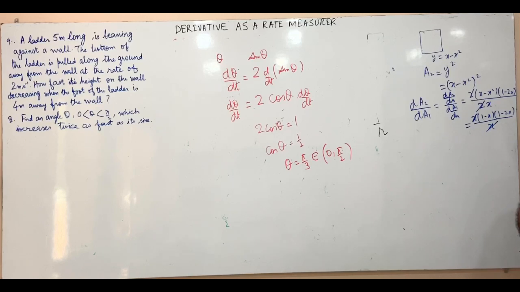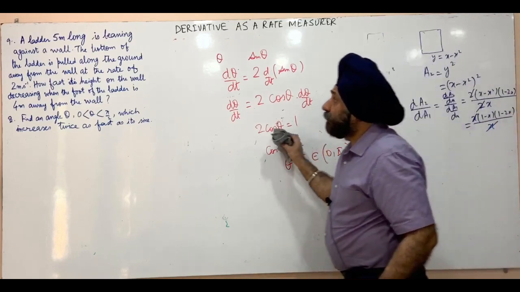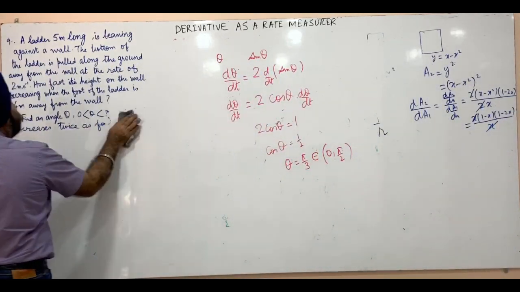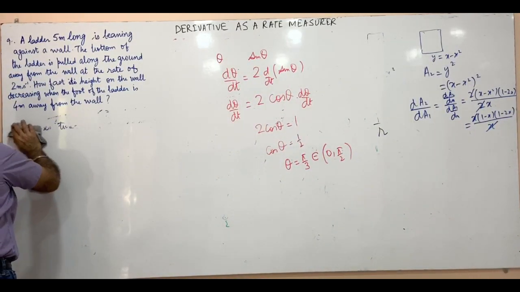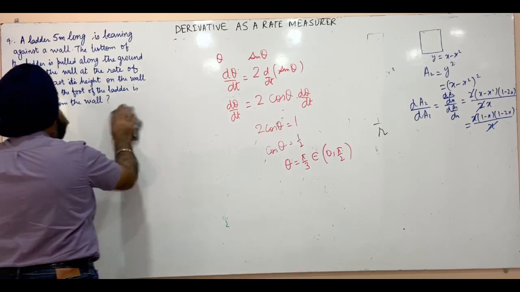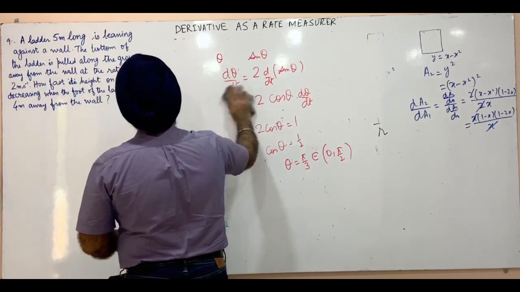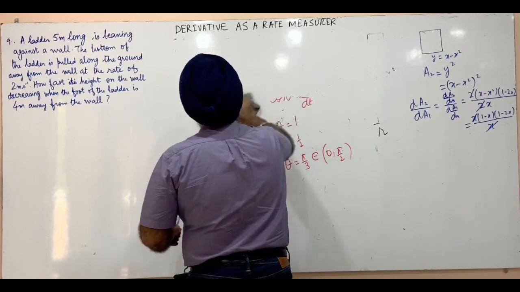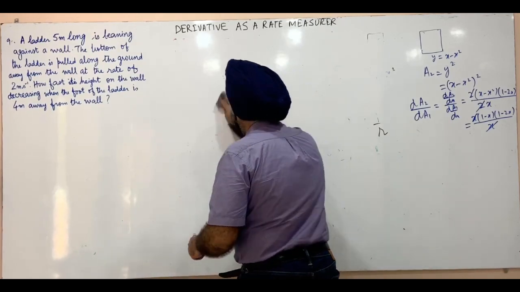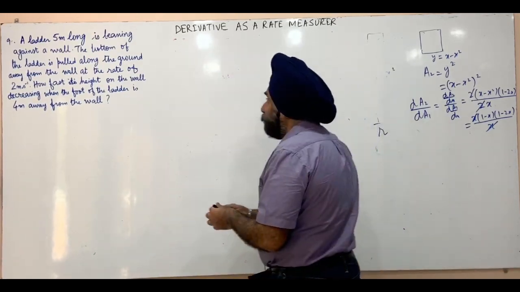The last one: we have a ladder which is 5 meters long. It's leaning against a wall. The bottom of the ladder is pulled along the ground away from the wall. Let us show it.